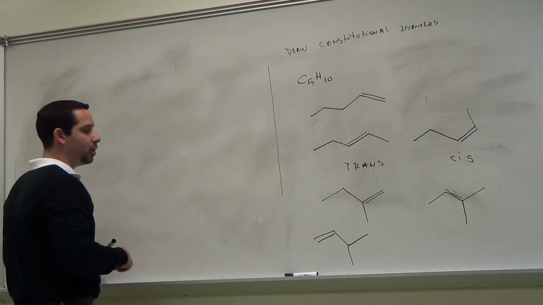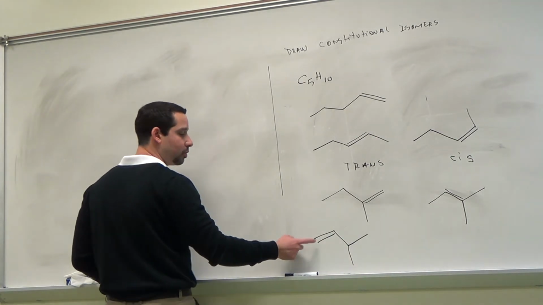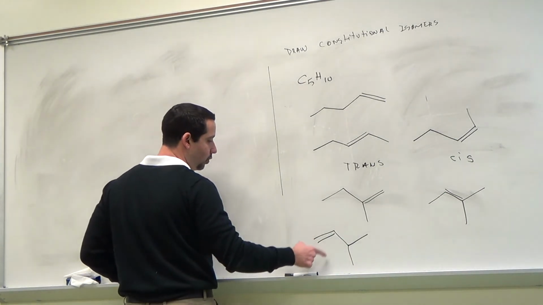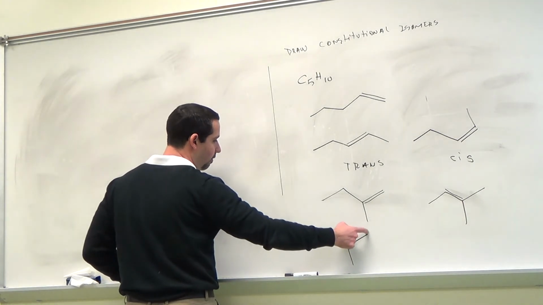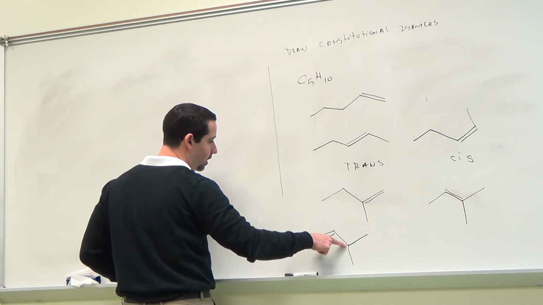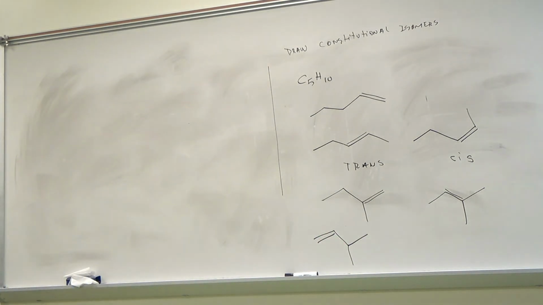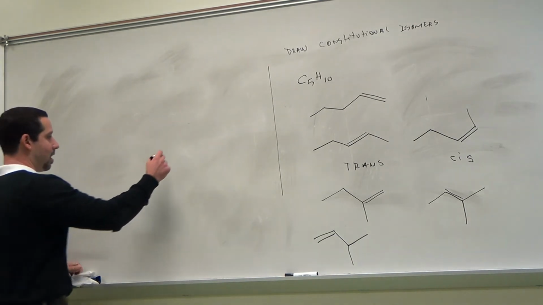We could also, if you count the number of hydrogens, how many hydrogens are here? Count. 1, 2, 3, 4, 5, 6, 7, 8, 9, and then 10 in there. Okay, that's C5H10, yes? How about this?